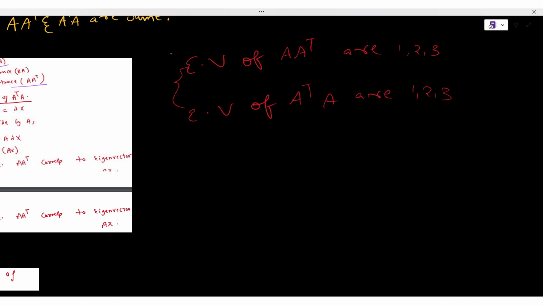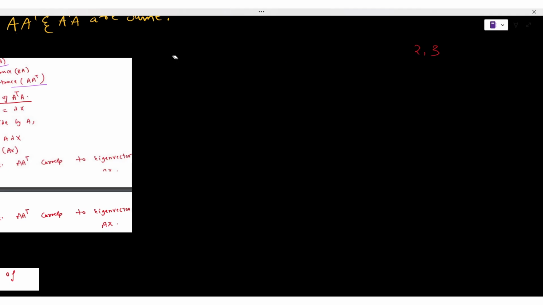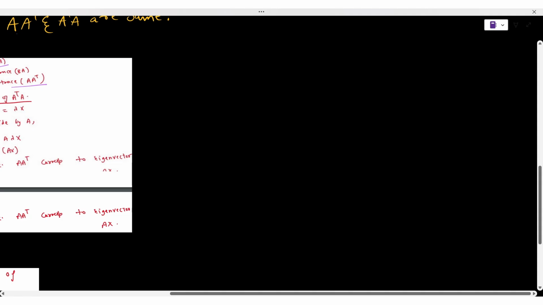So suppose A is a matrix of order 2 by 3. If A is of order 2 by 3, then, right. Okay. We will see in this problem so that you will get more clarity on how to take these eigenvalues.